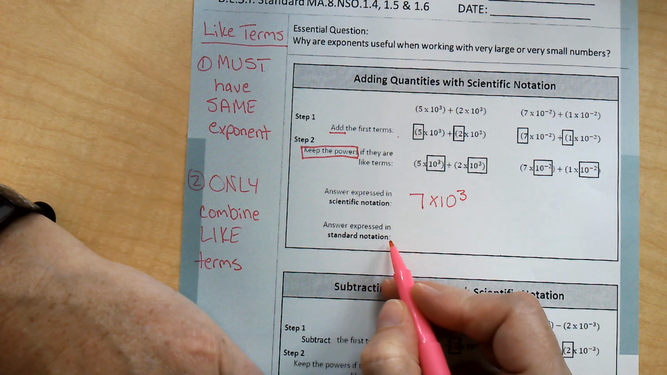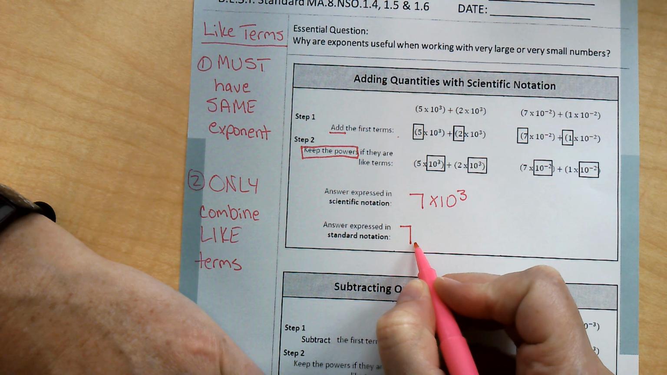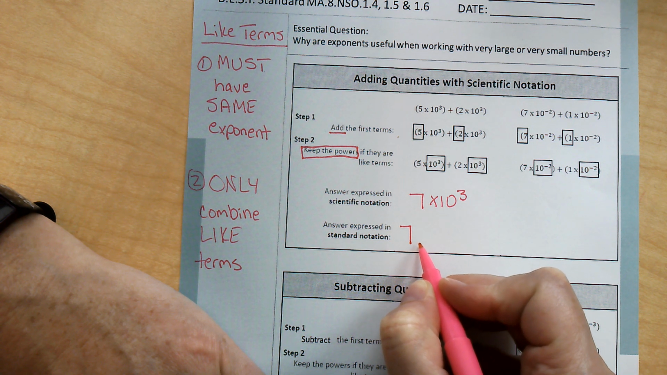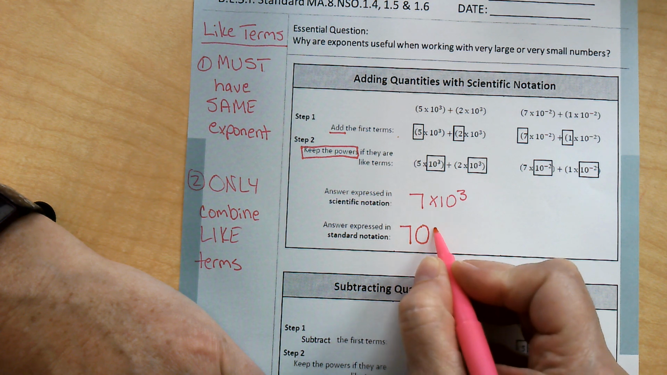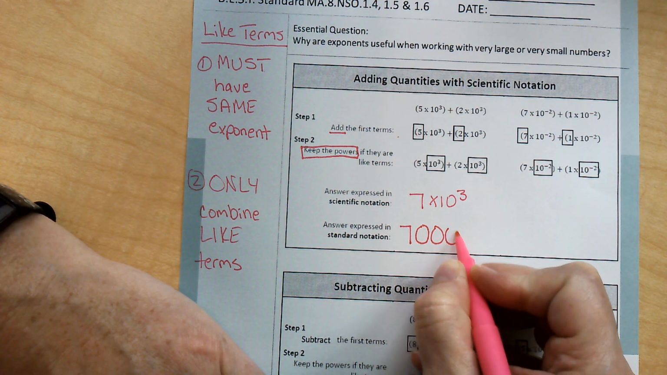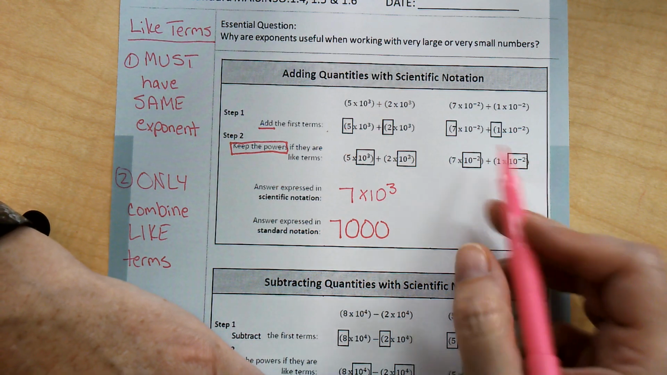Now to write this in standard notation, you have your 7. Every time we have a whole number, we have an invisible decimal to the right. And we are going to move it 3 times, and this is going to get much larger because we are multiplying by 10 3 times over. So let's do that again.